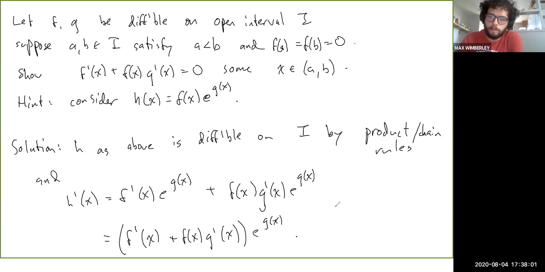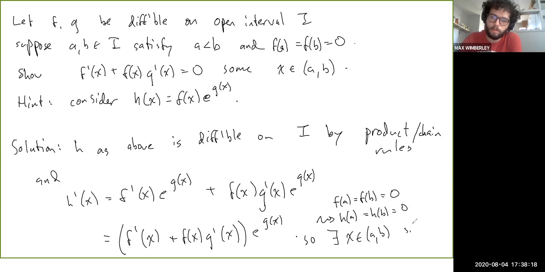And so if f of a equals f of b equals 0, that tells us that h of a equals h of b equals 0. So there exists some x in (a, b) such that h prime of x equals 0, right?